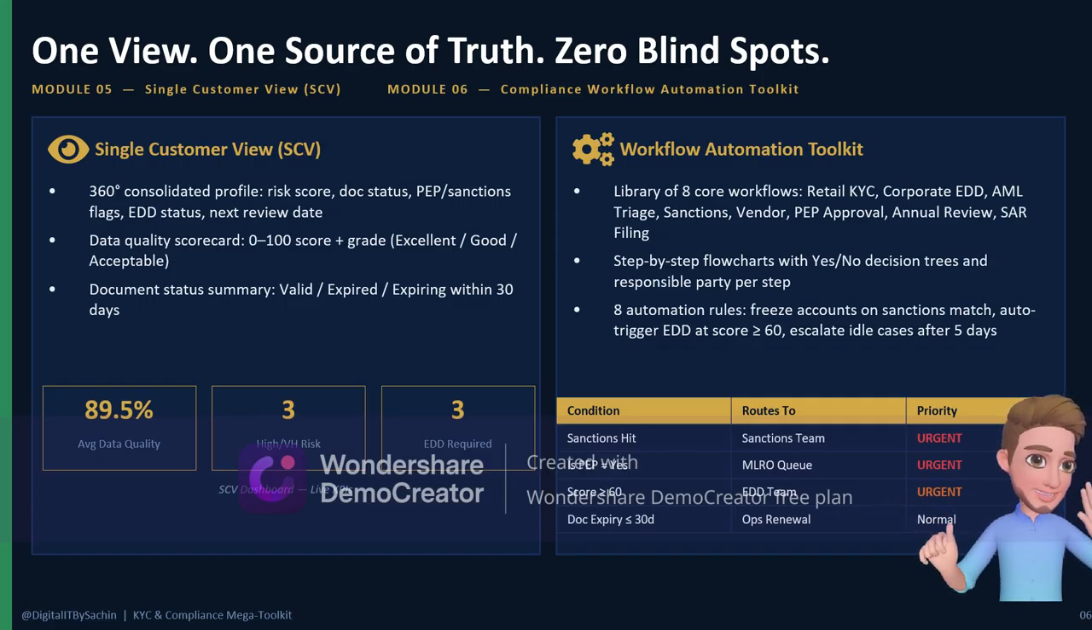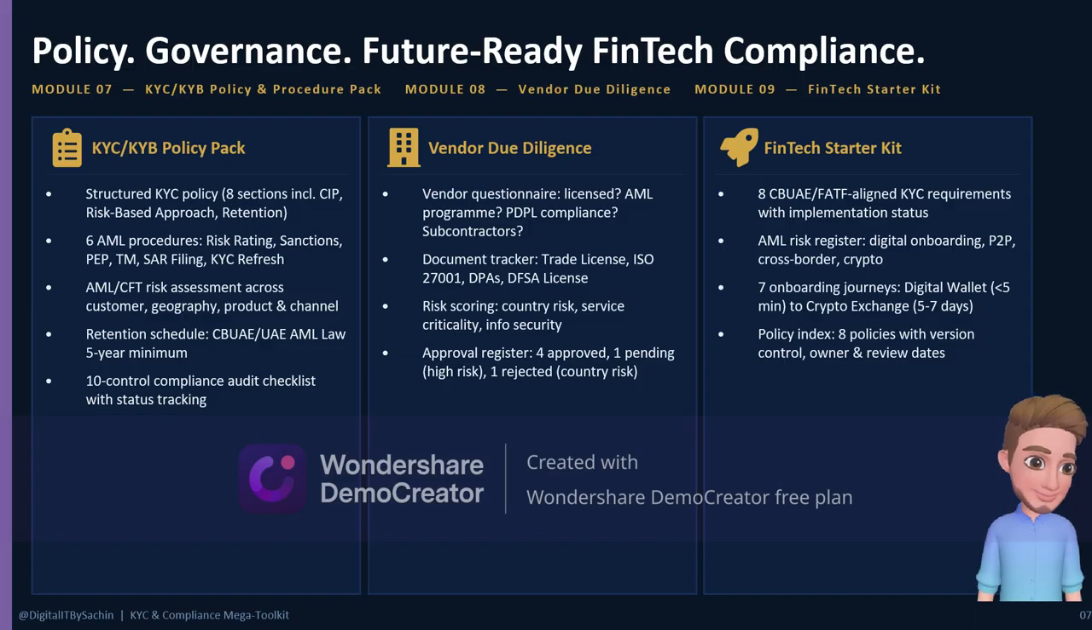Module 6 takes the process further with a workflow automation toolkit. Every major compliance process from retail KYC to SAR filing is mapped as a step-by-step workflow with the routing logic and automation rules. So when a sanction match is detected, the account freeze and the MLRO notification happens automatically. This is how a modern compliance operation should run.